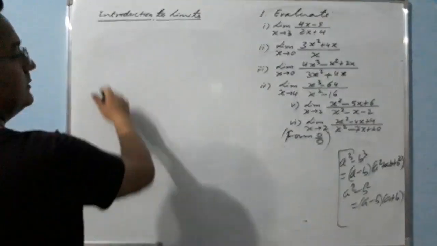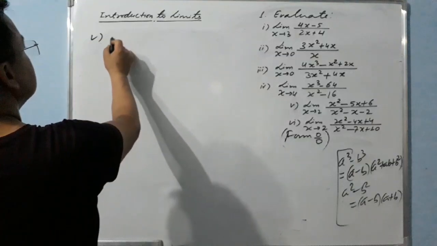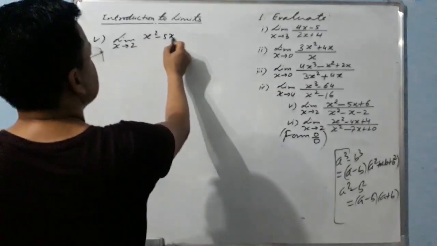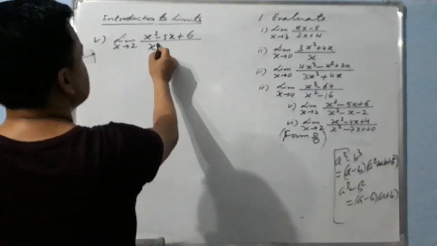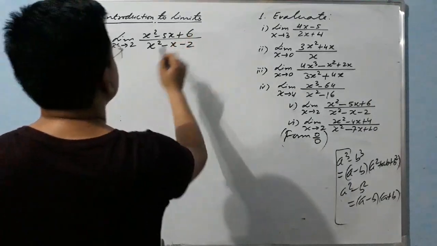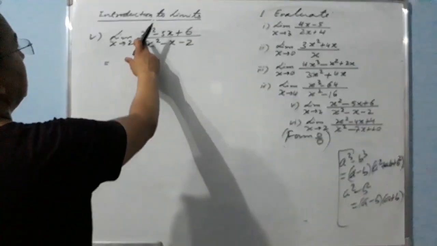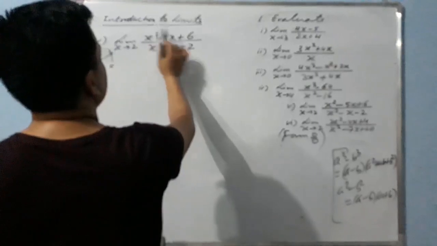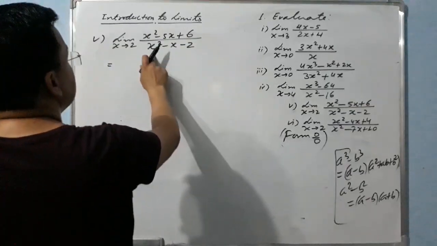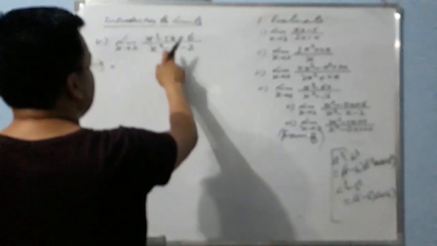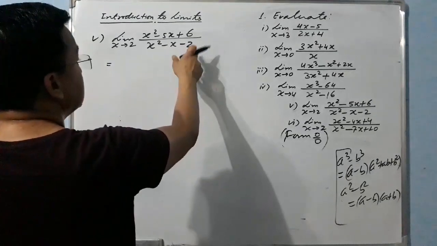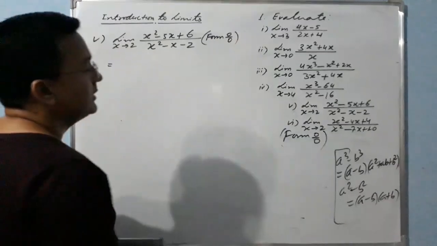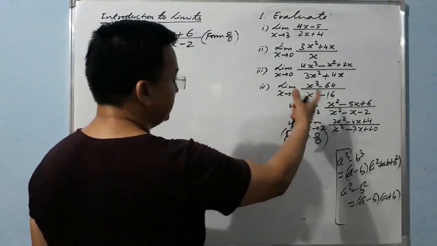Now you can see how to evaluate the limit as x tends to 2 of x squared minus 5x plus 6 upon x squared minus x minus 2. You have to check first: x squared tends to 4, 5x tends to 10, 4 plus 6 is 10, 10 minus 10 is 0. And in the denominator, x squared tends to 4, x tends to 2, so minus 2, minus 2, 4 minus 4 is 0. So you have 0 upon 0. In this question we have to factorize the numerator and denominator.